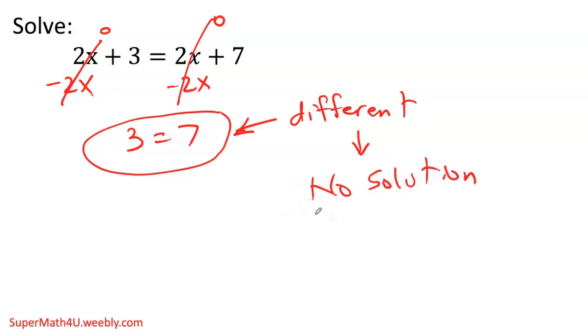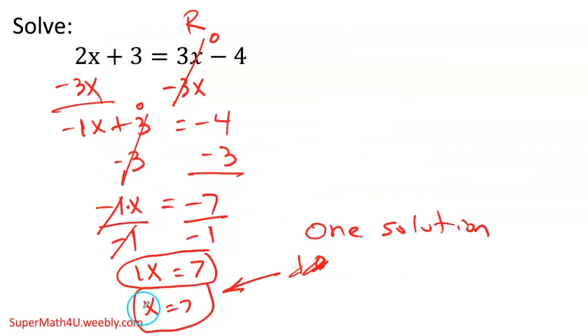So let's recap. If the variables cancel and the numbers that are left are different, then it's no solution. If the variables cancel and the numbers are equal, then it's infinitely many solutions. If not, you'll get a value of x. When you get a value of x, there's one solution.